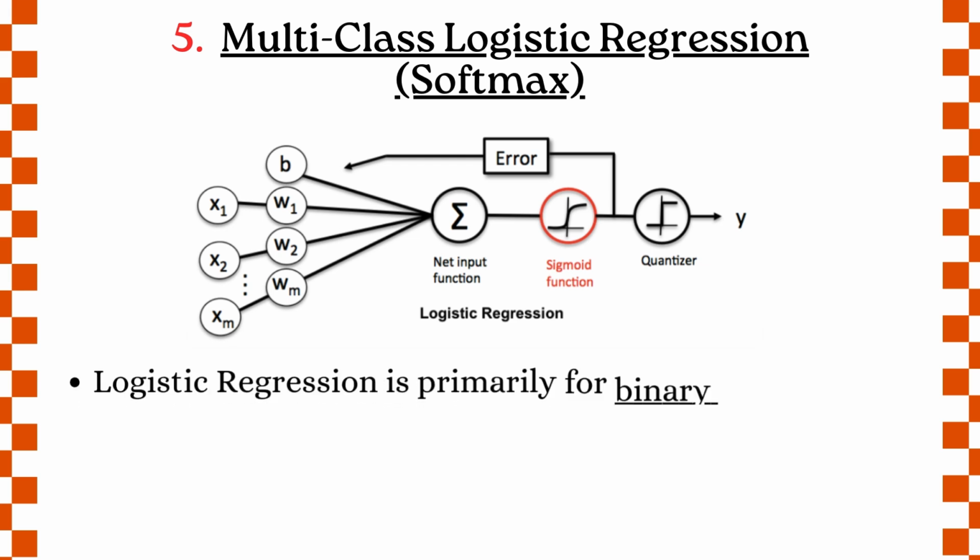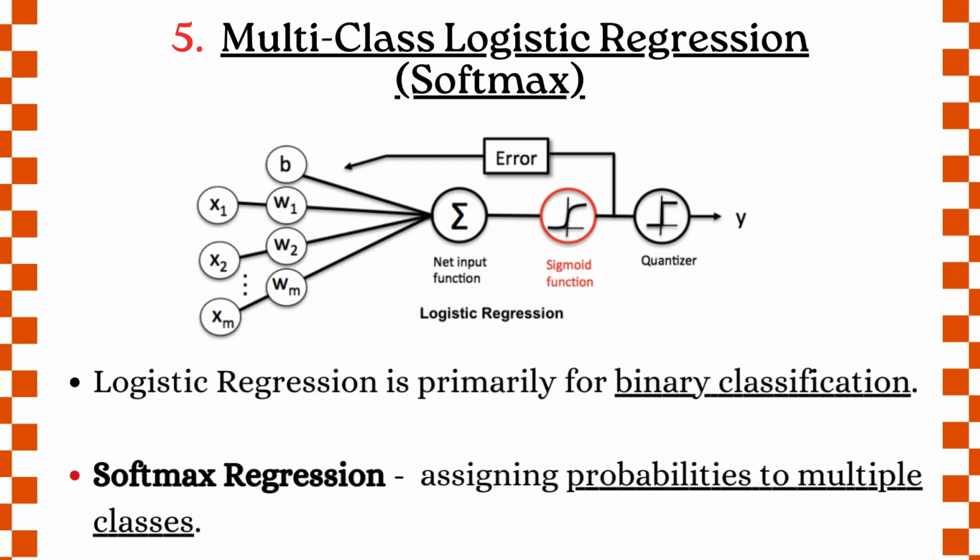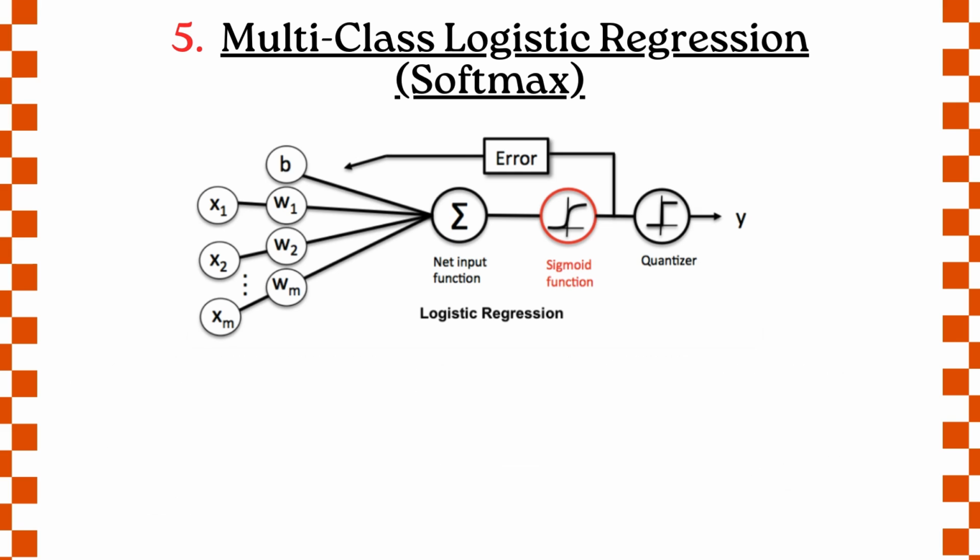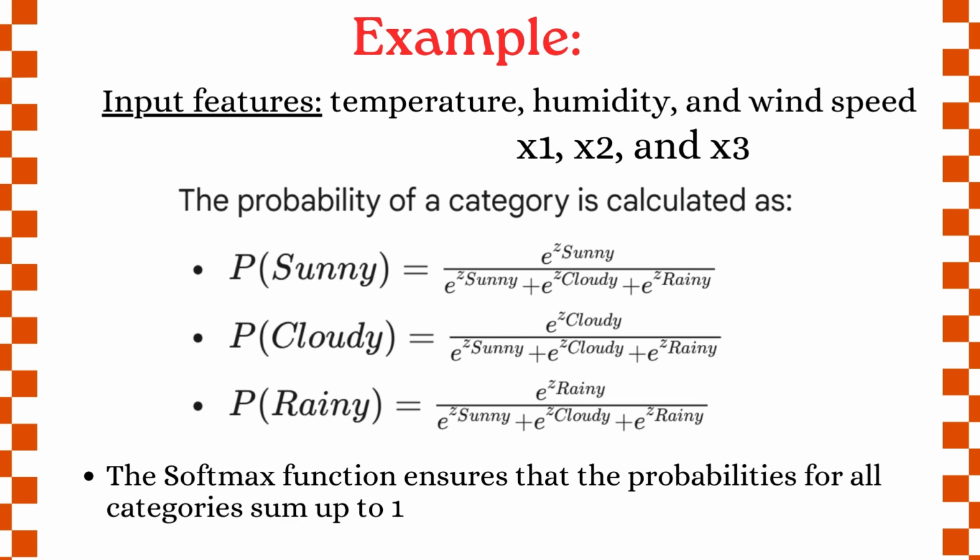5. Multi-class logistic regression, Softmax. Logistic regression is primarily for binary classification. Softmax regression extends it to multi-class problems by assigning probabilities to multiple classes. Example, predicting weather conditions as sunny, cloudy, or rainy, using temperature, humidity, and wind speed.